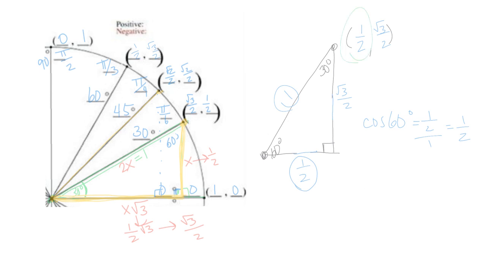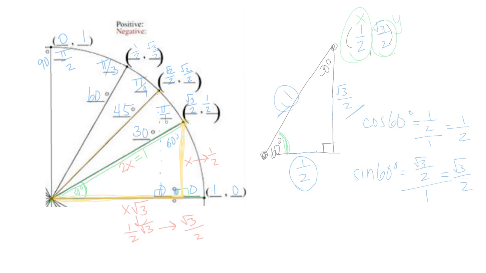Cool, right? So the x-coordinate here is actually the cosine of the angle. Okay, what about sine? Sine of 60 degrees is going to be the opposite over the hypotenuse, so root 3 over 2 divided by 1, that's just root 3 over 2. And that ends up being the y-coordinate.